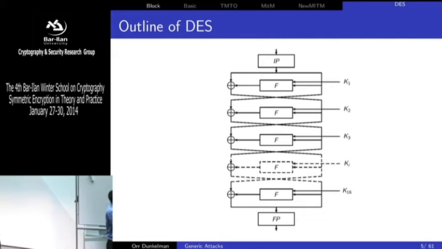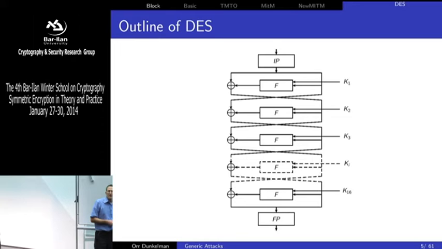32 bits go into the F function, the round function, along with a 48-bit subkey, and the output is XORed to the left half. So this is one round of a Feistel construction. You just swap the two halves. Again, 32 bits, a 48-bit subkey, a different subkey goes into the round function. You XOR, swap. Repeat this 16 times, and at the end there is the final permutation. Again, just putting some bits in different locations. No cryptographic value whatsoever.